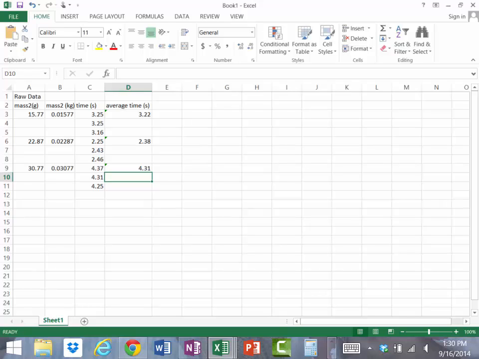The thing that's nice about that is that let's say that you typed one of these in wrong. Maybe this was supposed to be 3.27. When I do that, my average changes, like that. I don't have to think anymore.